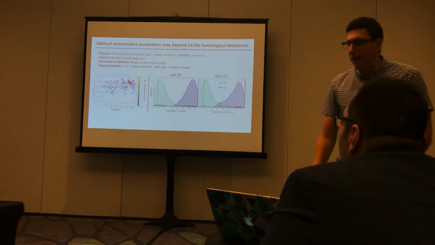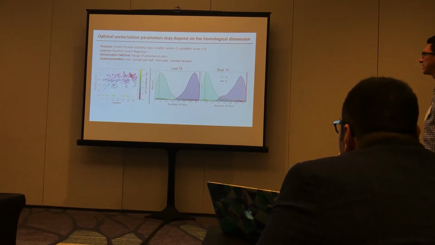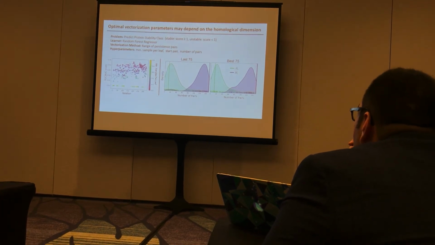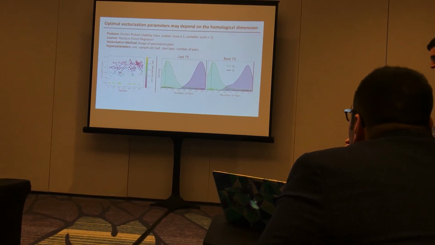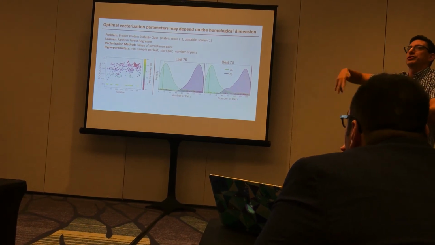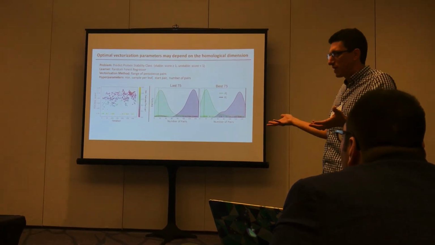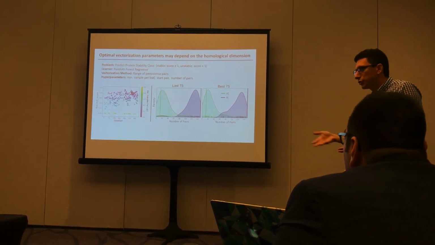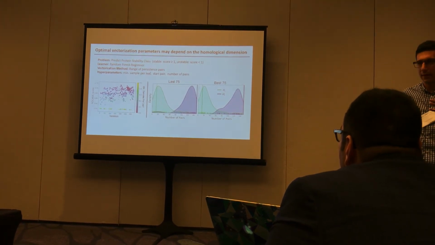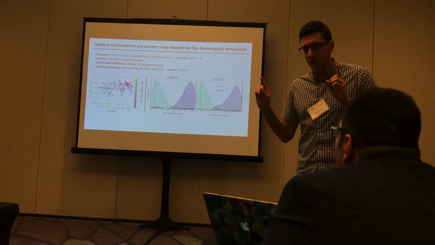Another big takeaway. This seems obvious, but it's nice to see an example of it. The vectorization parameters depend on the homological dimension. So if you're going to be using loop structures and void structures or higher dimensional analogs from the persistence calculation in order to generate topological features, you shouldn't use the same vectorization parameters for both of these. It's unlikely that they're the same, well, maybe not unlikely, but in this case it shows that it can depend on the homological dimension.